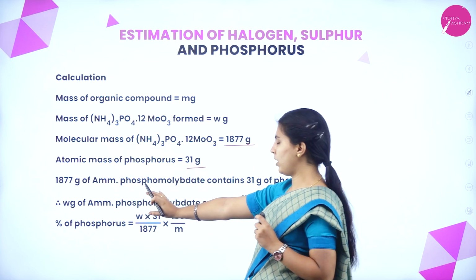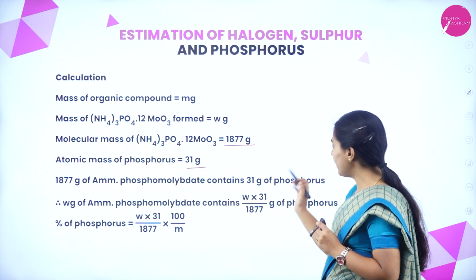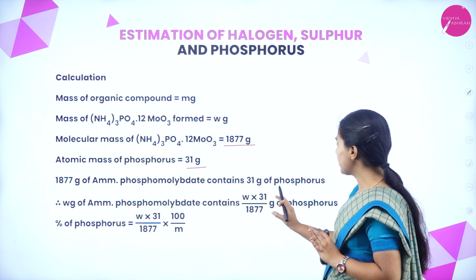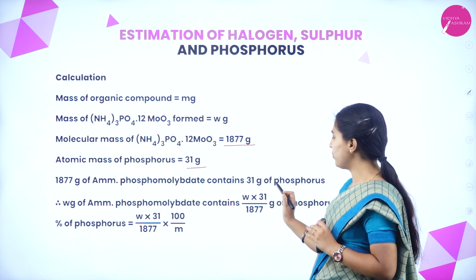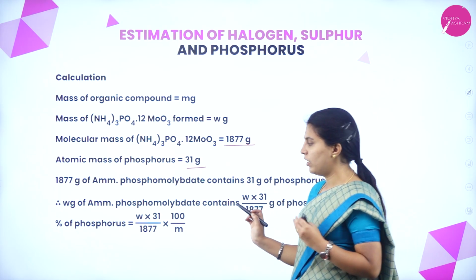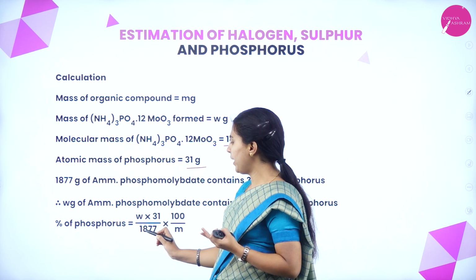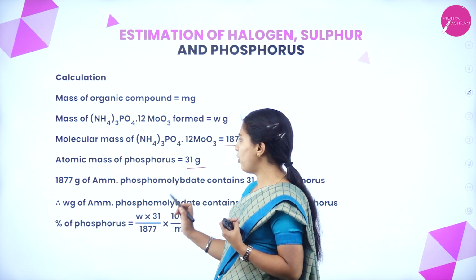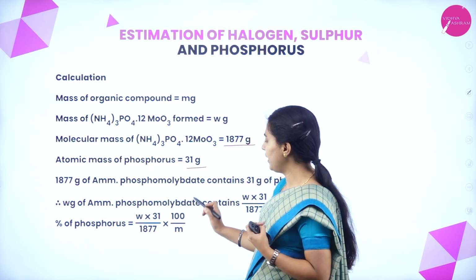So, for that ammonium phosphomolybdate, 31 gram of phosphorus will be present, that we know. For W gram of it, how much phosphorus will be present? W into 31 by 1877. The percentage, weight by weight, is the weight of organic compound into the atomic mass into 100 by m.